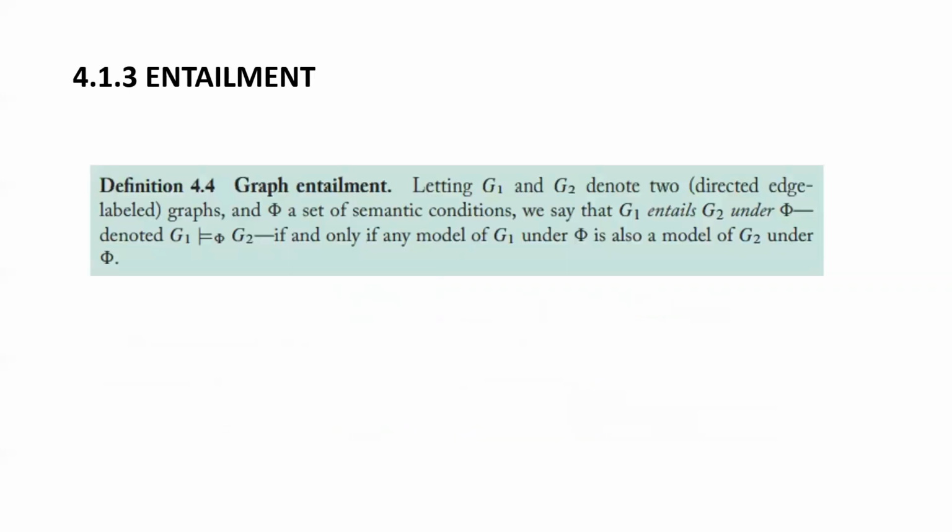So graph entailment means that if there are two graphs G1, G2, and semantic conditions pi, G1 entails G2 only when G1's models under pi are G2's models under pi. The expression is as follows.